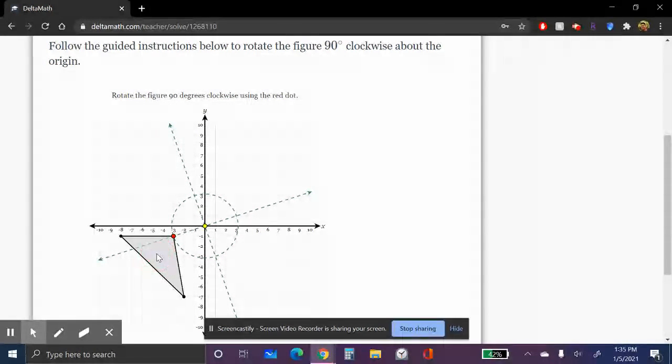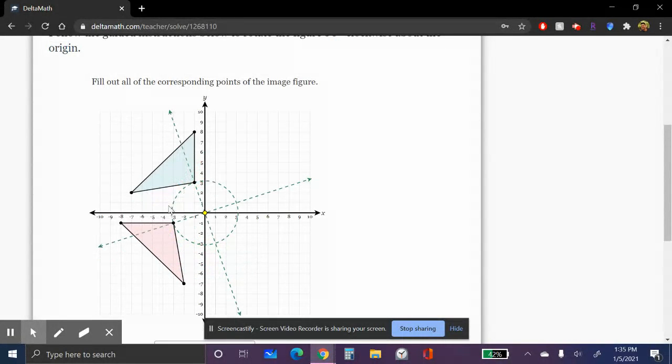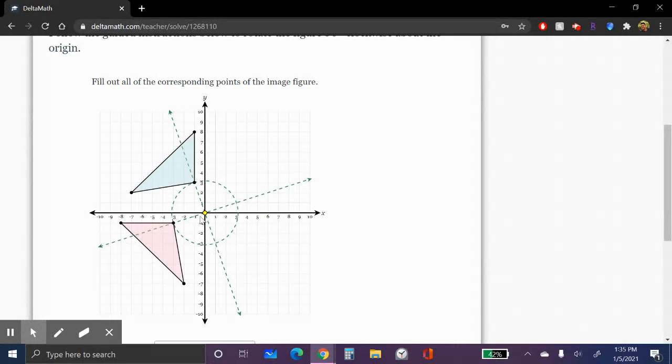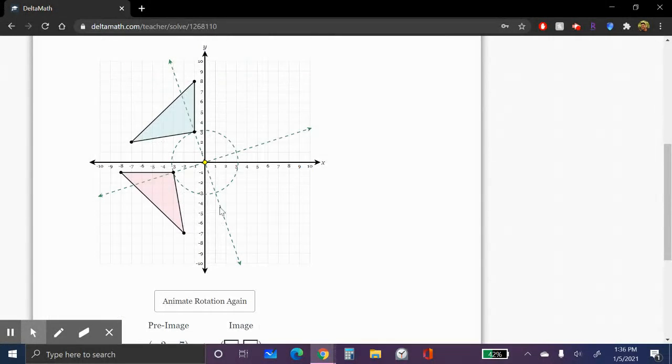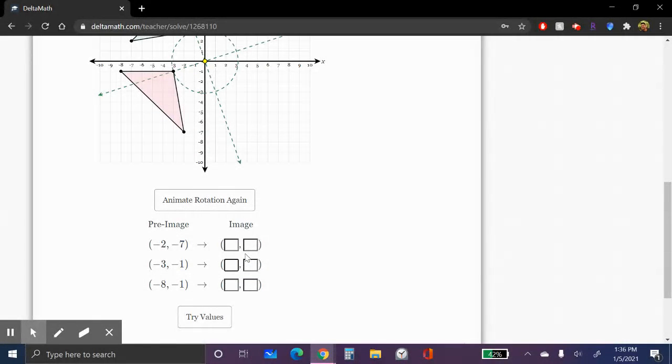If I want to rotate this point, I have to click it and drag it using the red dot. You click and drag this, and this would turn 90 degrees. This would be 180. This would be 270. But for this one, we're just going 90 degrees. And we're going to take a look at the points and how they compare to each other. So -3, -1 became what? -1, +3.